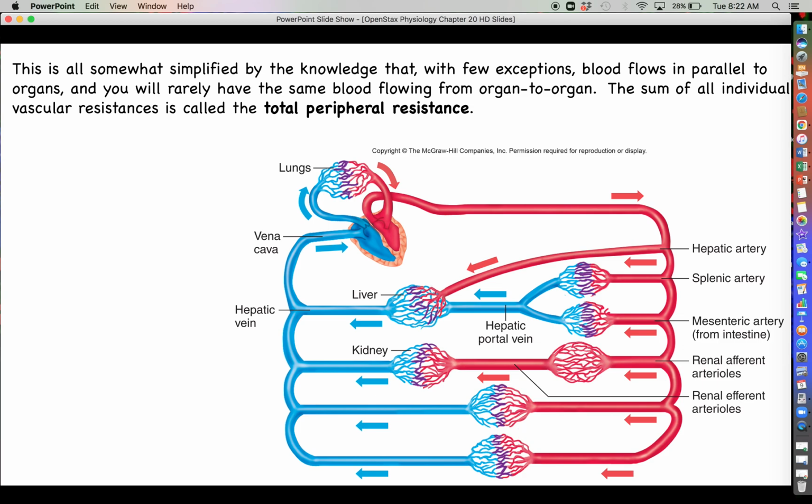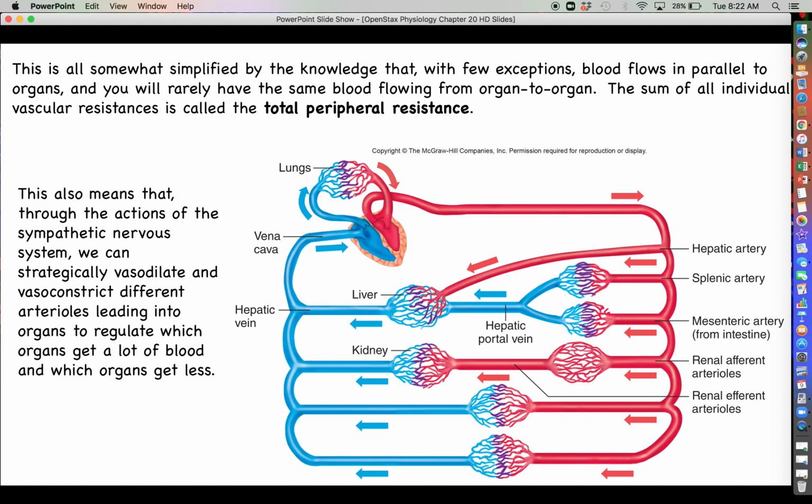In chapter 19, we talked about the autonomic nervous system's ability to regulate the cardiac output. And we talked about this in terms of total peripheral resistance. So the sum of all those individual vascular resistances on average makes up the total resistance to blood flow in the circulation, which is going to be a determinant of both the cardiac output and the venous return.